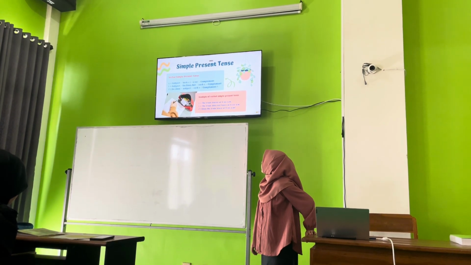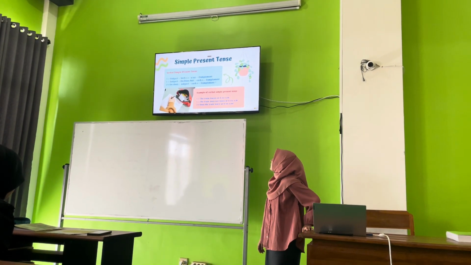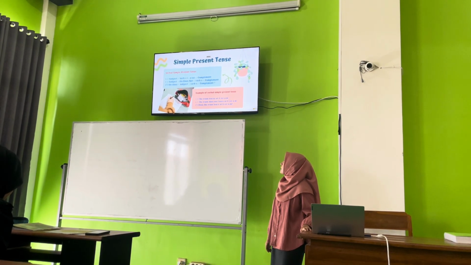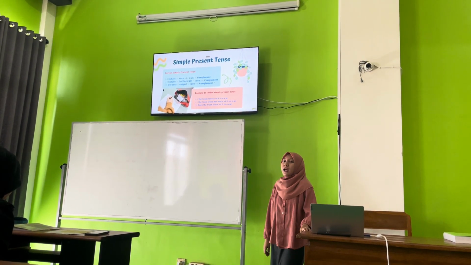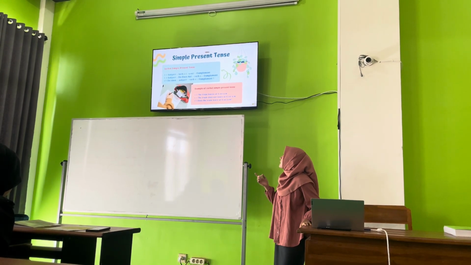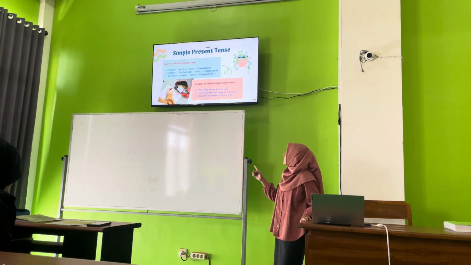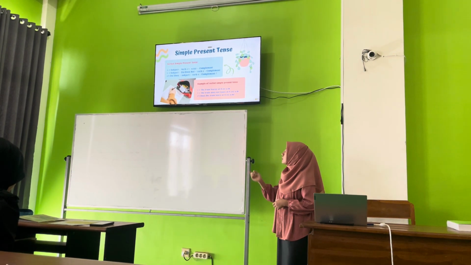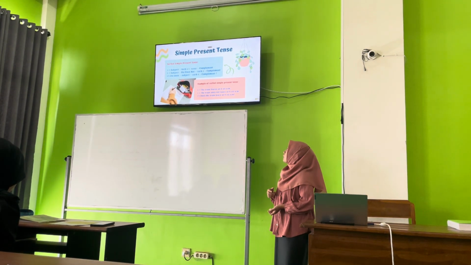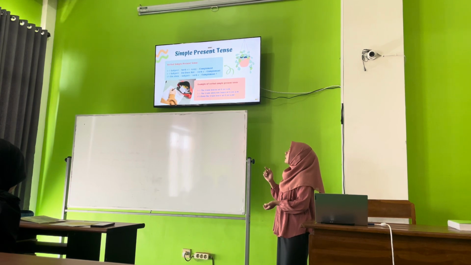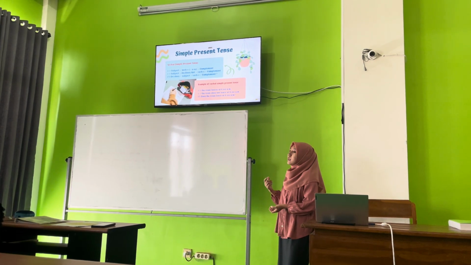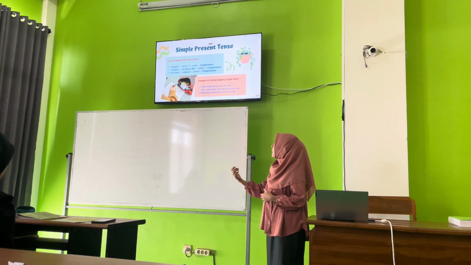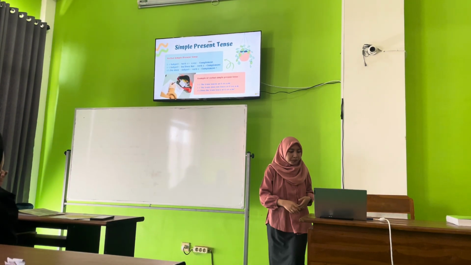So the example of verbal simple present tense for the positive is: the train leaves at 6 a.m. And in the negative: the train doesn't leave at 6 a.m. The difference between positive and negative is that not is used. And in the interrogative: does the train leave at 6 a.m.? So the auxiliary is used at the first. Does the train leave?